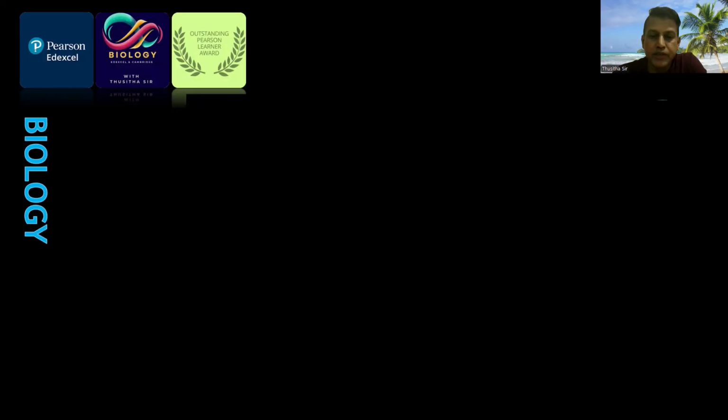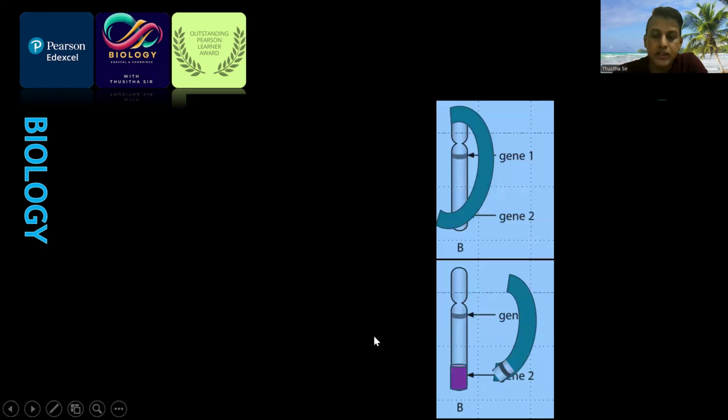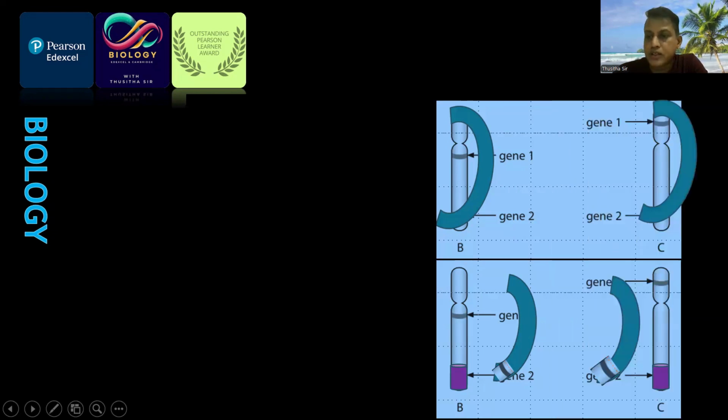If the genes are located apart from each other, gene 1 and gene 2, and crossing over is here, then after crossing over gene 2 goes to the other chromosome and gene 1 stays in the old chromosome. Same thing with C. They are very distal to each other. When they cross over, you can see gene 2 moves to the other one and gene 1 stays in the old chromosome. So that's the story of linked genes.